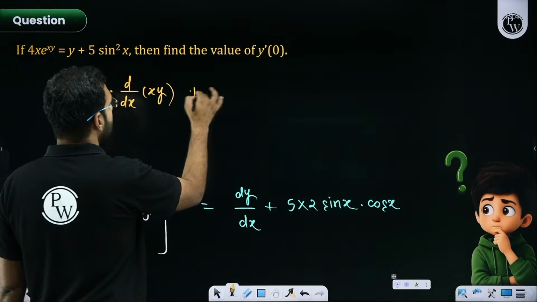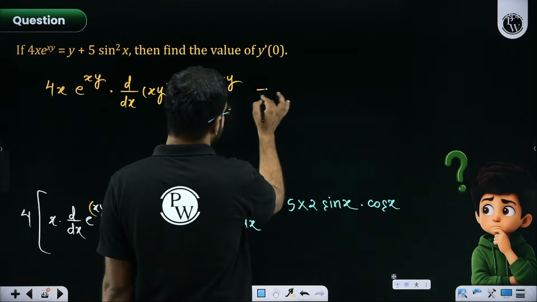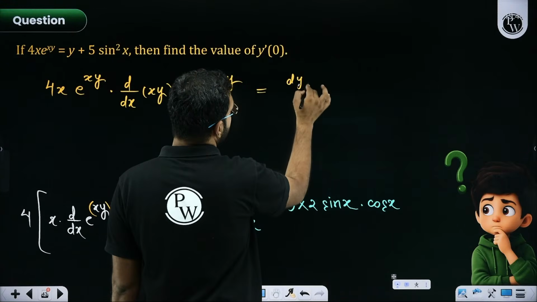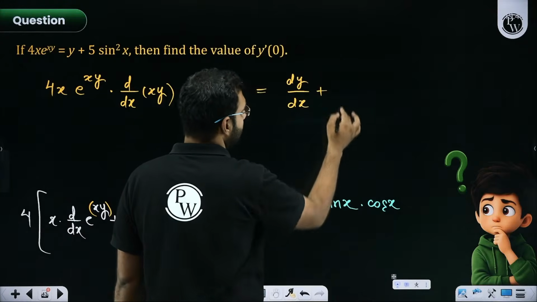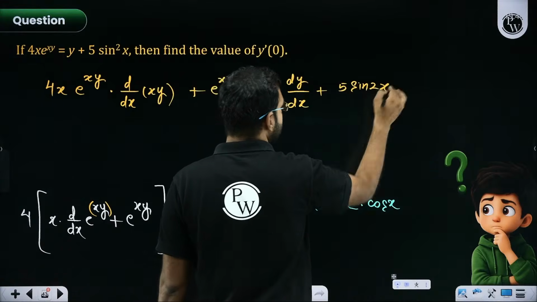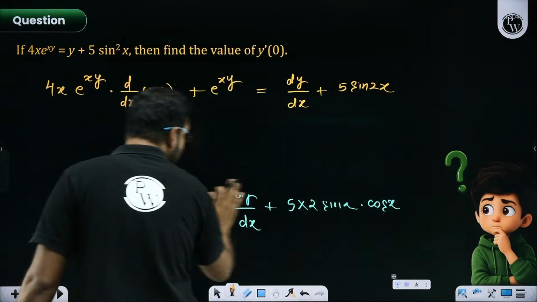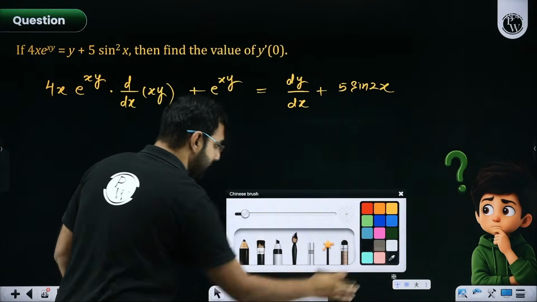Plus e to the power xy, which is sorted. And on the right hand side, what do we have? We have dy by dx plus 5 into 2, 10, or you can call it 5. 2 sine theta cos theta is sine 2x, so can I write it as sine 2x? Everybody got this part? Any confusions, any step which is bothering you, please ask. Don't hesitate.